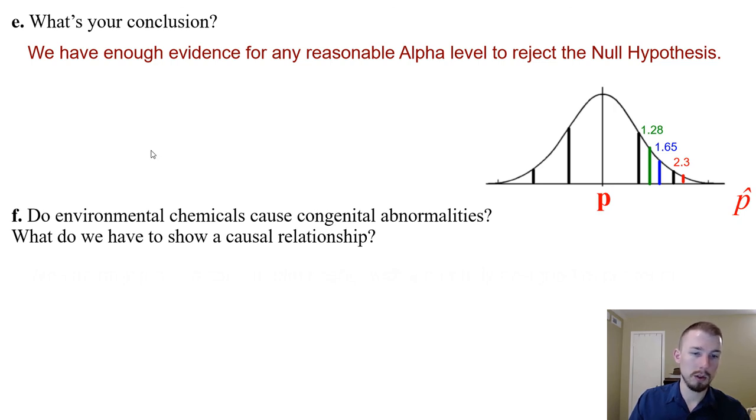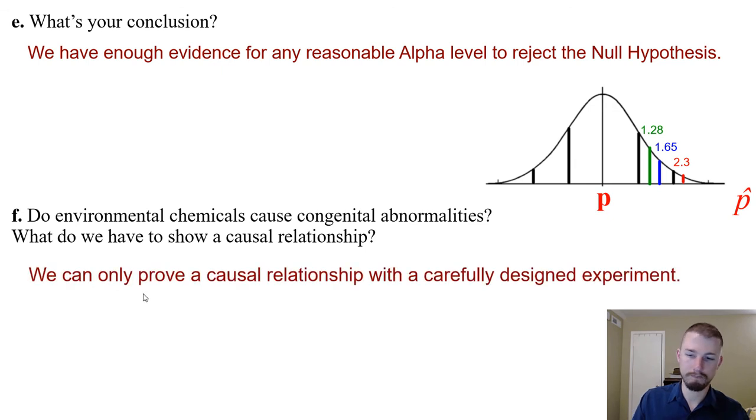Do environmental chemicals cause congenital abnormalities? Okay, so we have evidence that we believe that the proportion of congenital abnormalities has increased, but as long as it's a random sample, of course, that's a big question mark there. But we cannot prove a causal relationship without a carefully designed experiment. So correlation is not equal to causation. That still applies here. So without a carefully designed experiment, we can't do that.